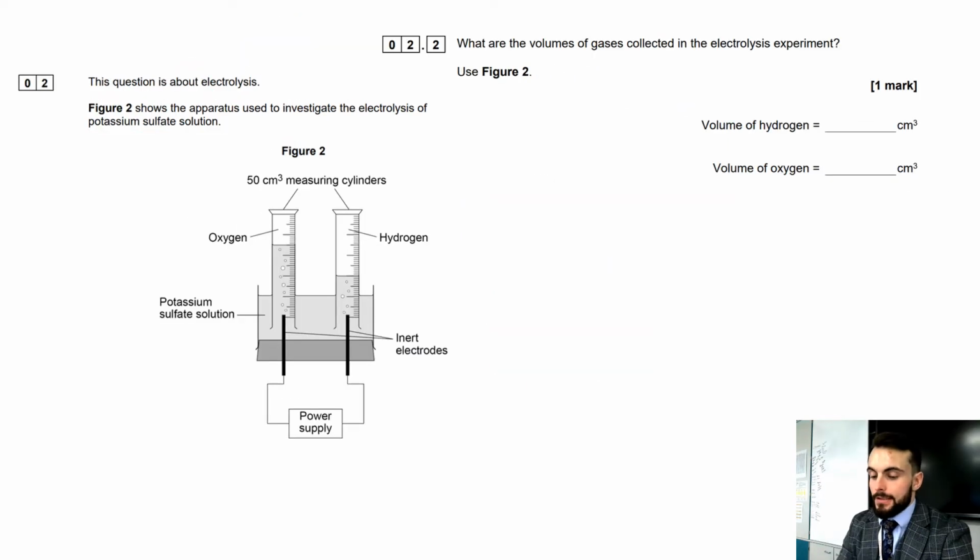This next question is still about the same electrolysis setup, so you're still using the same diagram. It says figure 2, in bold writing, so we need to be using figure 2 to help us with this question in particular. It shows you the setup, and the measuring cylinders upside down, one with oxygen appearing in it as a gas and one with hydrogen. And it says, what are the volumes of gases collected in the electrolysis experiment?